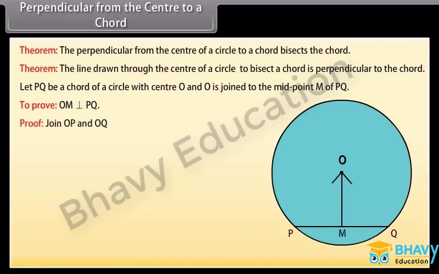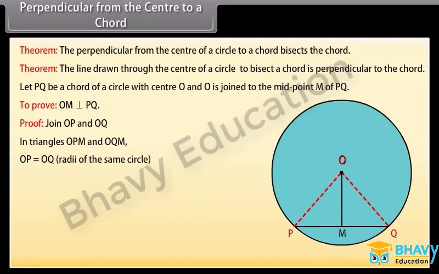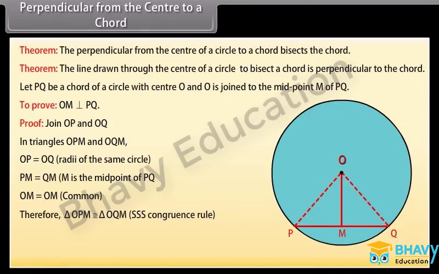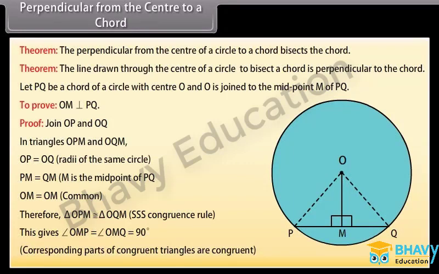Proof. Join OP and OQ. In triangles OPM and OQM, OP is equal to OQ because these are the radii of the same circle. PM is equal to QM because M is the midpoint of PQ. OM is equal to OM, common. Therefore, by SSS congruence rule, triangle OPM is congruent to triangle OQM. This gives angle OMP is equal to angle OMQ, which equals 90 degrees, because corresponding parts of congruent triangles are congruent.